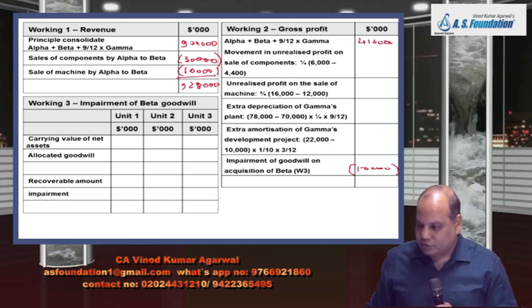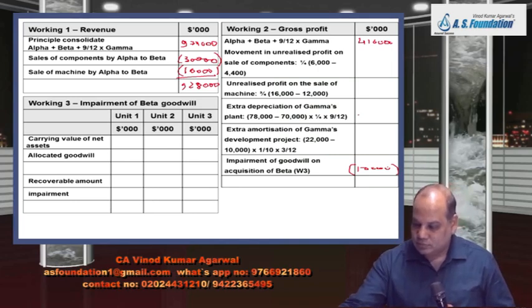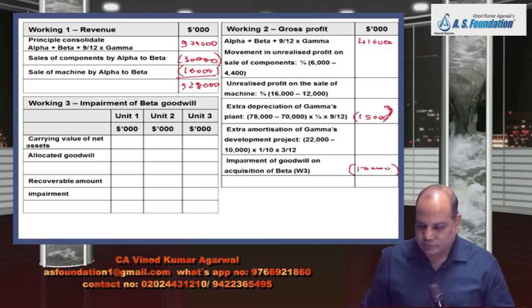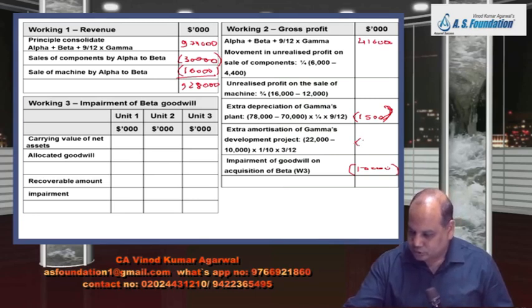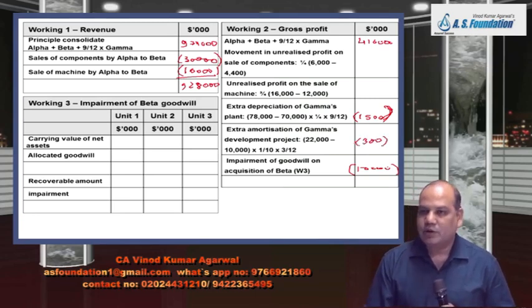gross profit. How much amount we had written here? You have written this figure 1,500. And similarly, how much extra amortization of Gamma's development project you have written here? 300. Now these two items will give deferred tax. Now here in this example, it will give rise to DTA.